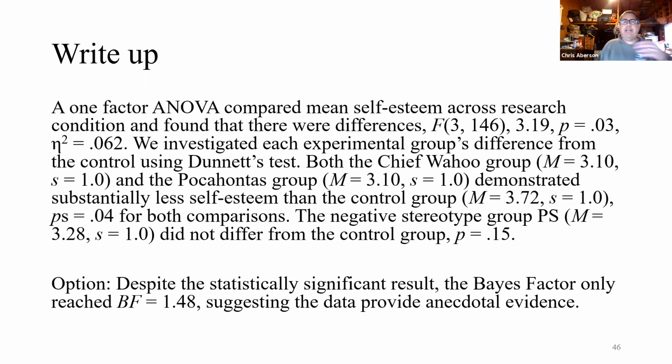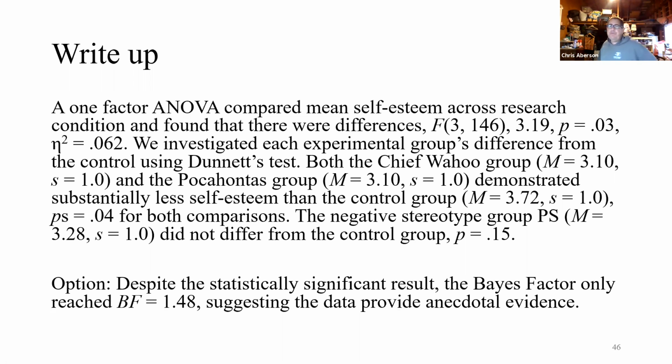So I say, hey, we use the Dunnett's test, both the Wahoo group and the Pocahontas group. You can see I give the means and standard deviations. Demonstrated substantially less self-esteem, and I give the probabilities. And then the negative stereotype group did not differ from the control group, and I give the probabilities there.